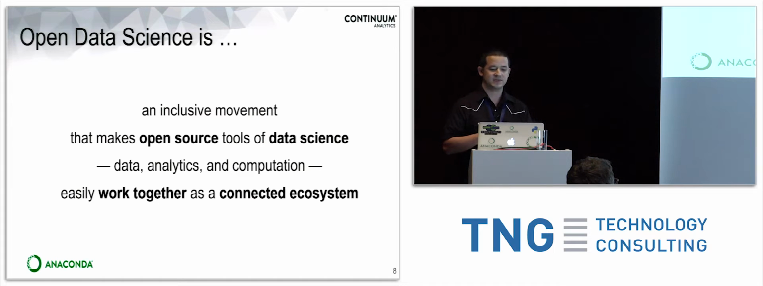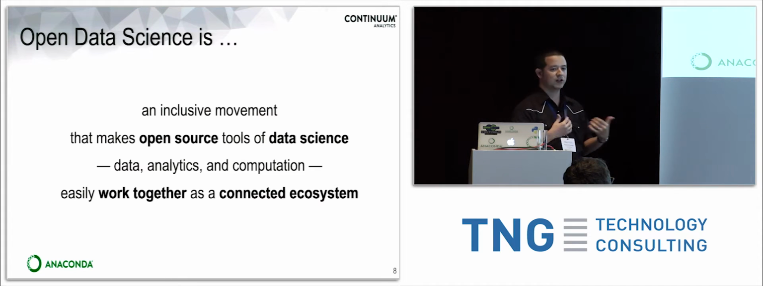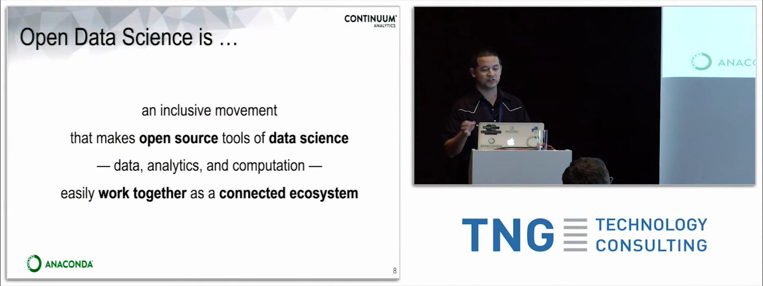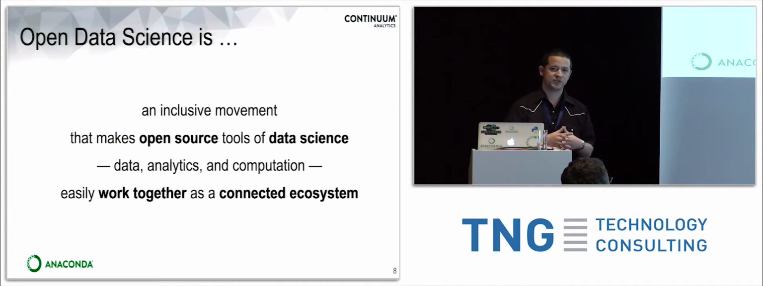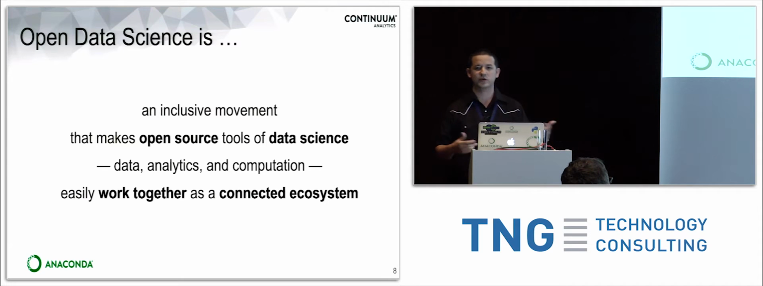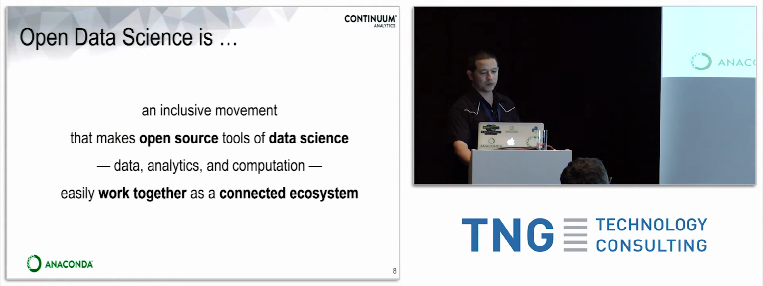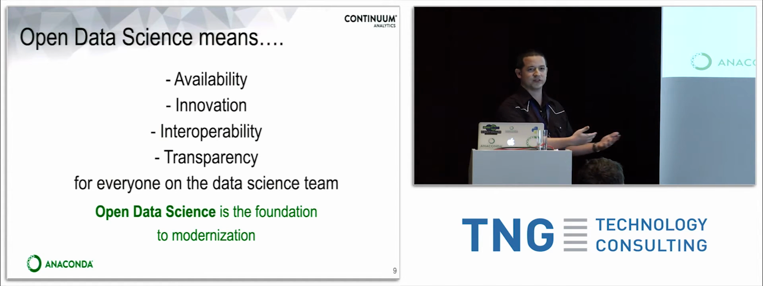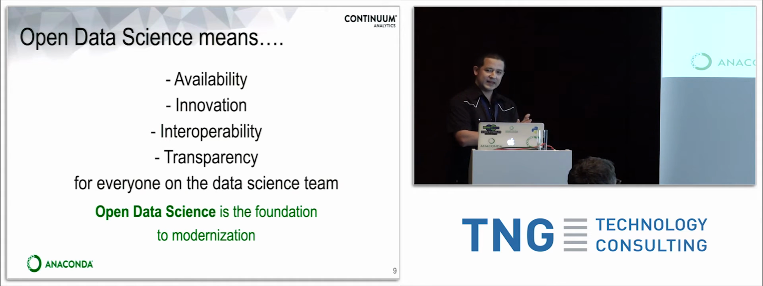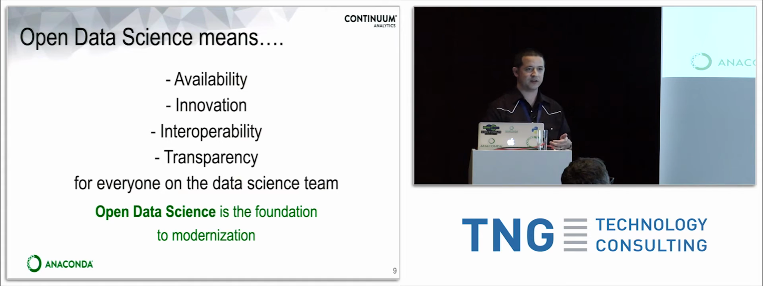So open data science is, you can think of it like an inclusive movement that makes open source tools of data science work together. So often our users or customers might say, well, there's technology A and technology B, which one should we use? We say, well, use both and use them in a way that's meaningful for your workflow and use the best tool for the job. And so we're really looking for a connected ecosystem, and you'll see this surfaced in some of the tools I'll show later. So open data science means availability, innovation, interoperability, transparency.